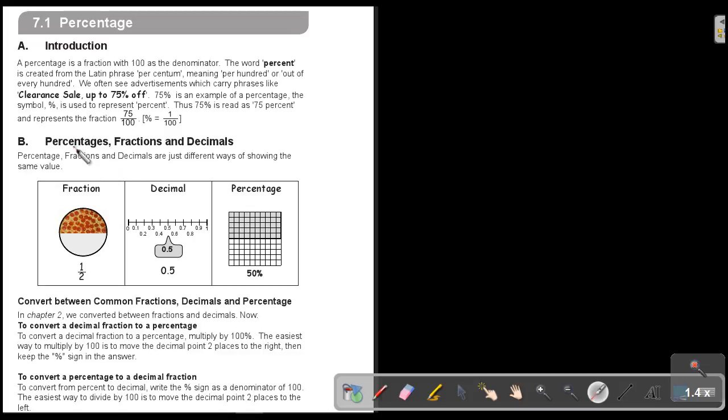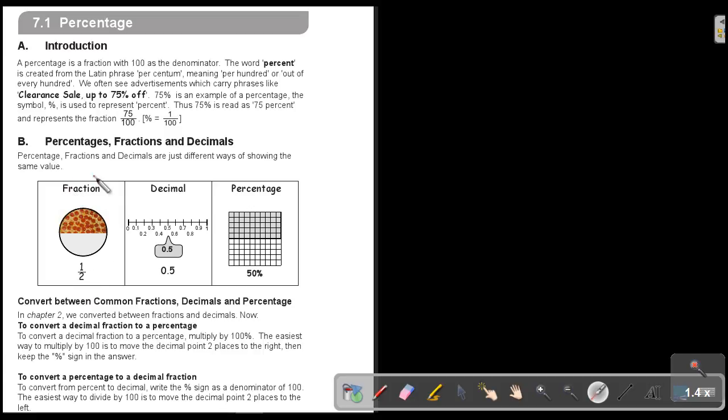Today we are going to look at the different forms of fractions: percentages, fractions, and decimals. Percentages, fractions, and decimals are just different ways of showing the same value. Let's take the example a half.